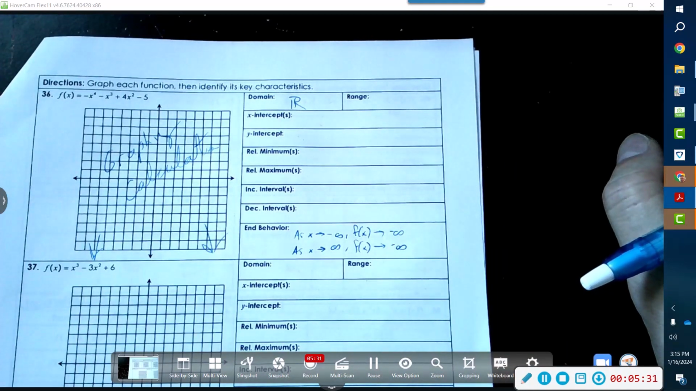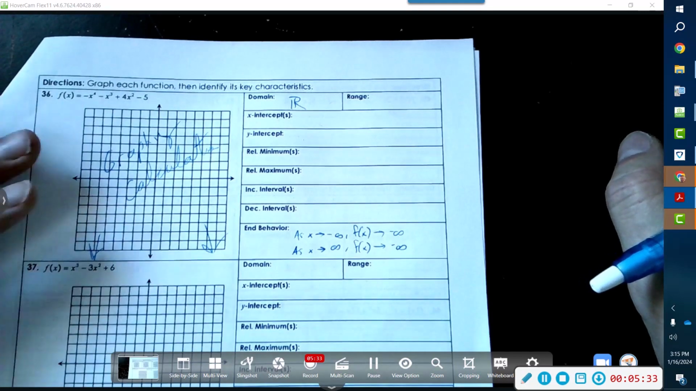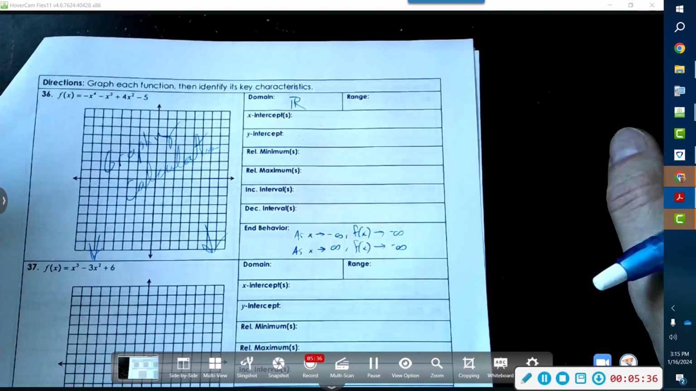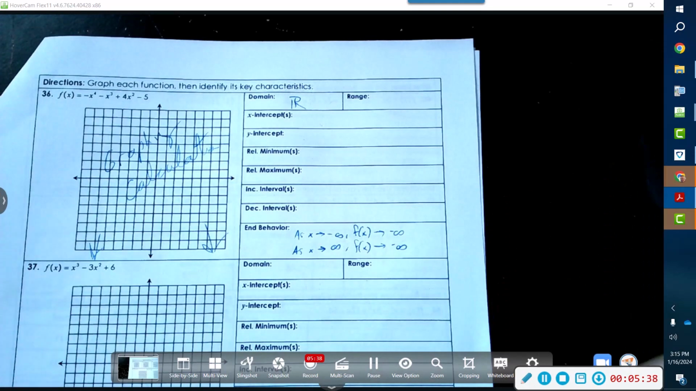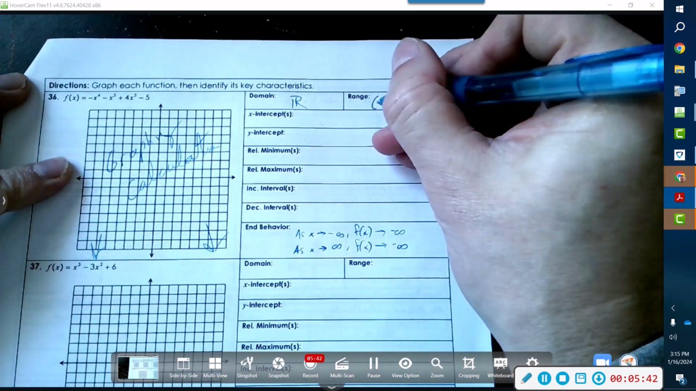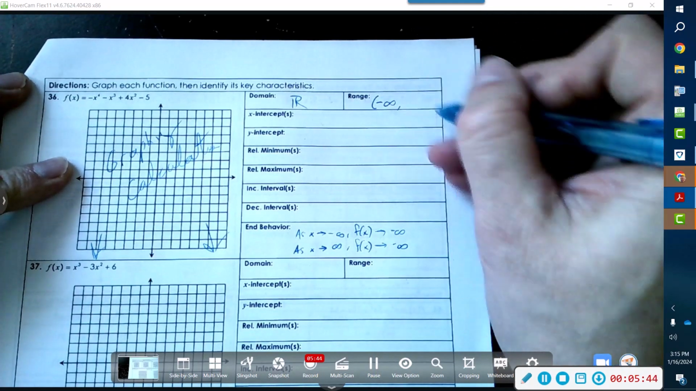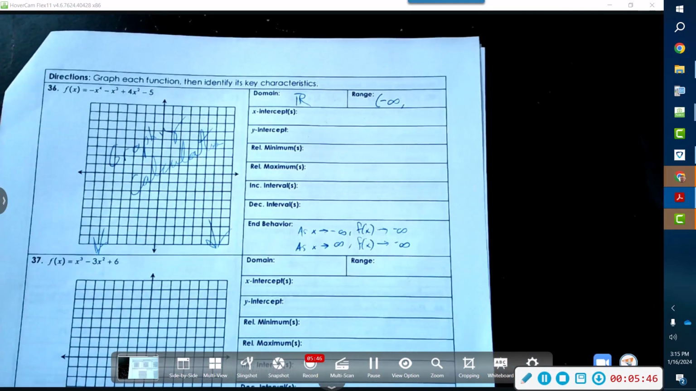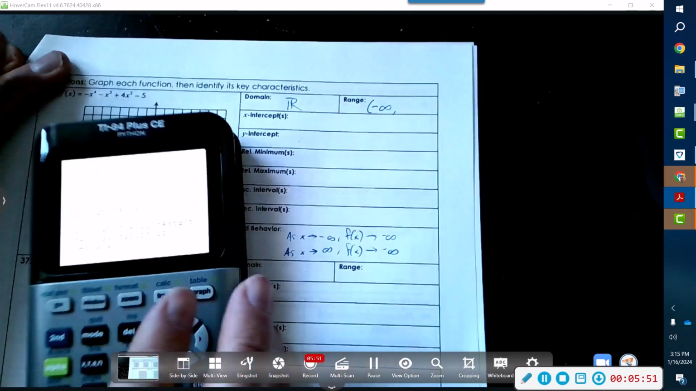With everything else though, we're going to have to tease it out with the graphing calculator, because we don't know how high we go either. We know we go from negative infinity, but we don't know until when. So that's going to require us to use the graphing calculator. So I'm going to have to do that. There's no doubt about it.